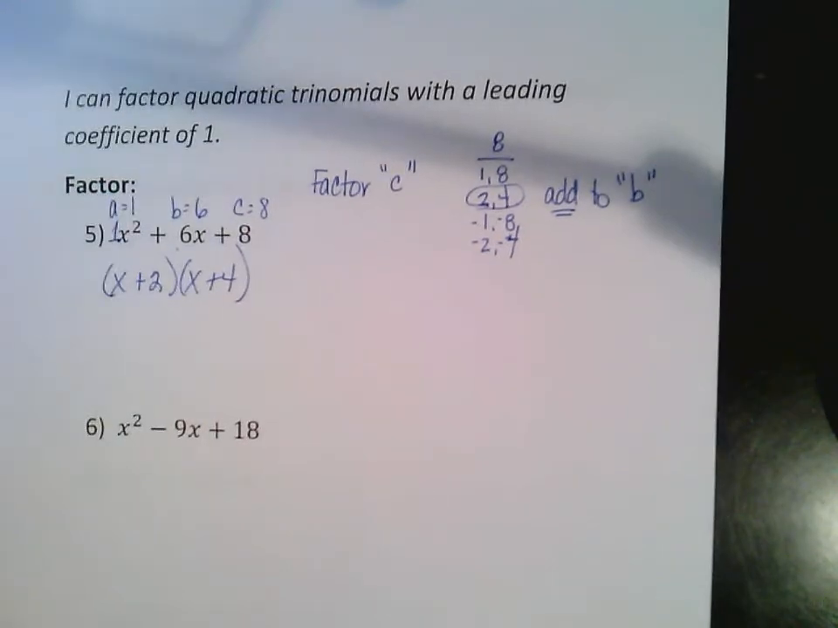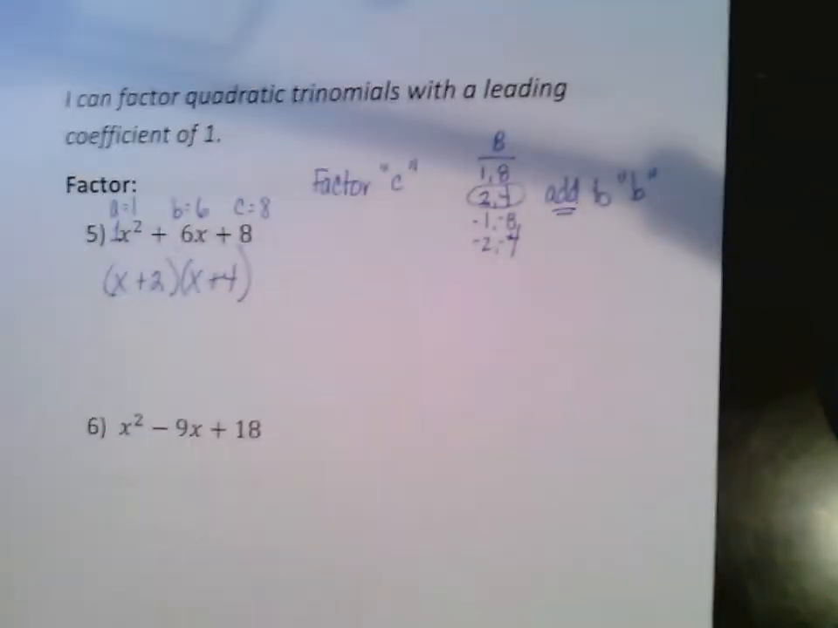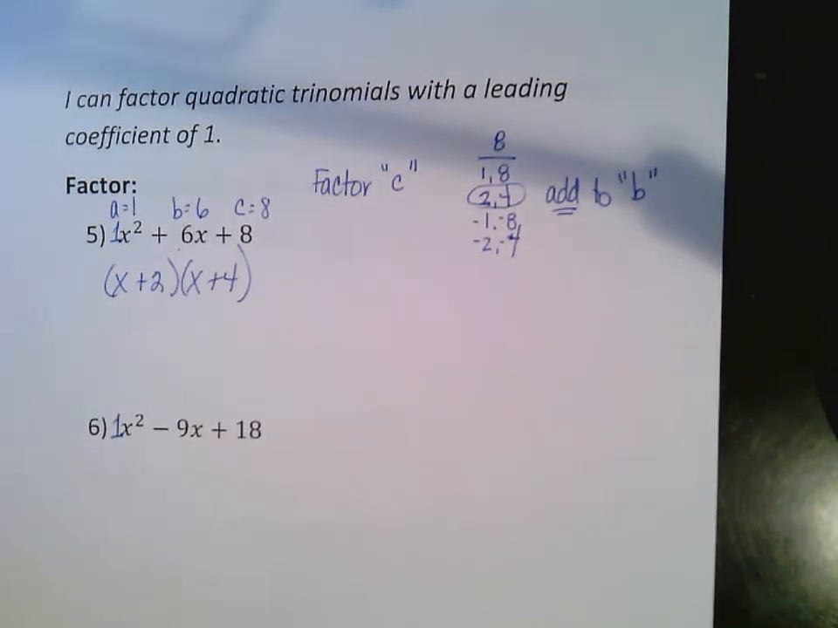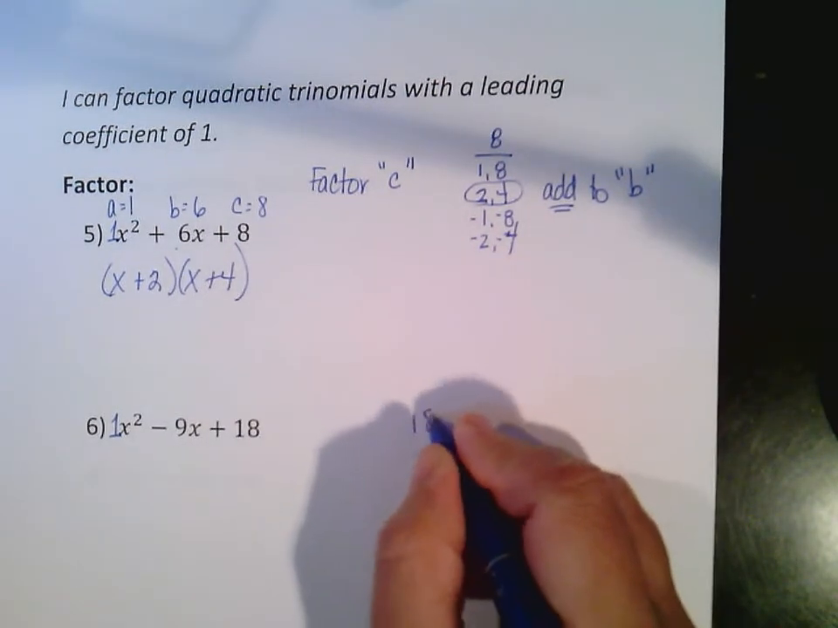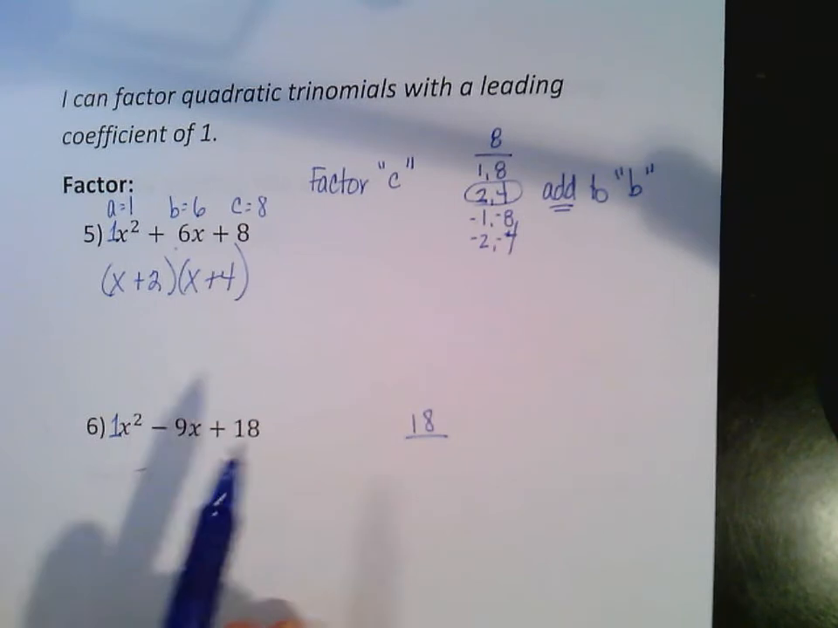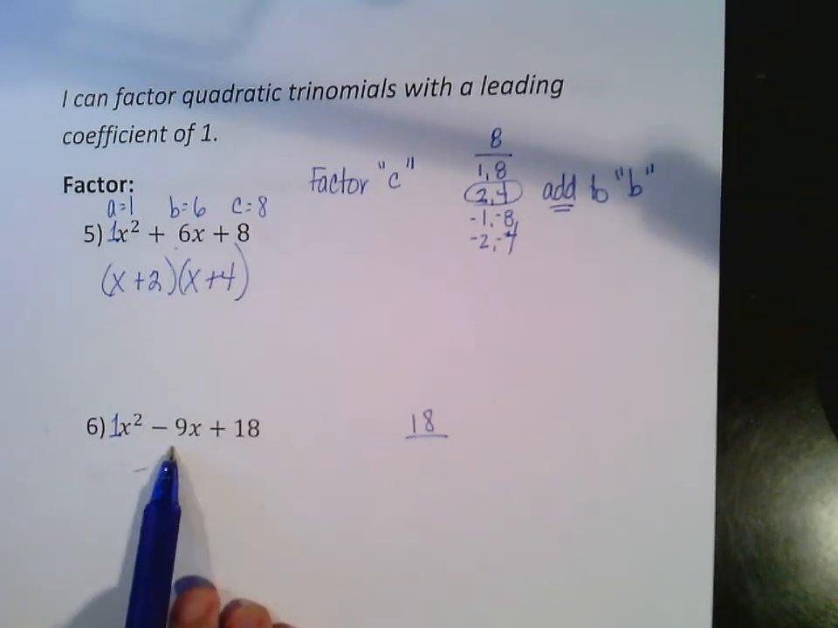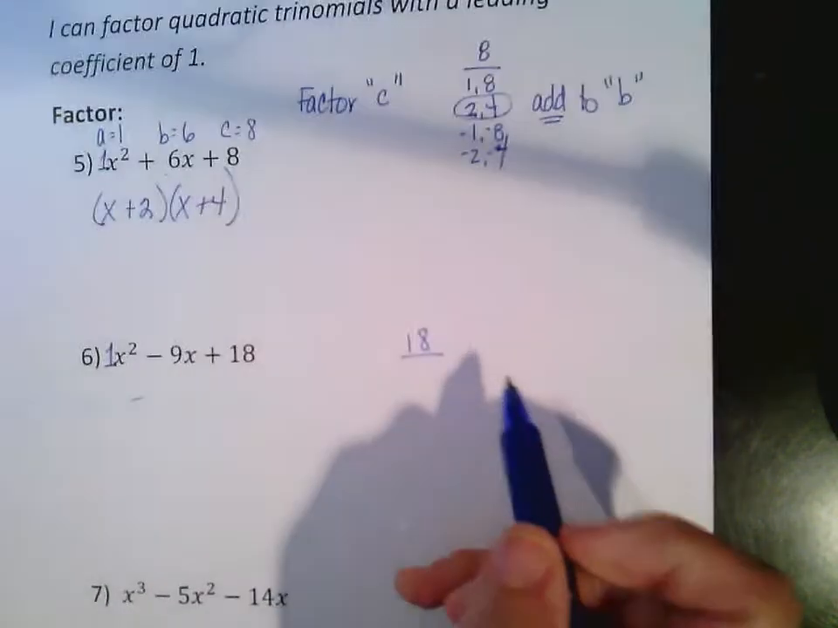Okay, all you've got to do is factor the C term and find two numbers that multiply to be your C term and add to be your B term. So let's do this one. This has a coefficient of 1. I'm going to factor 18. And then I need factors that multiply to be 18 and add to be negative 9. So these are going to be negative factors.